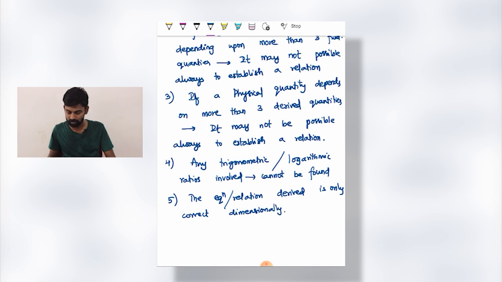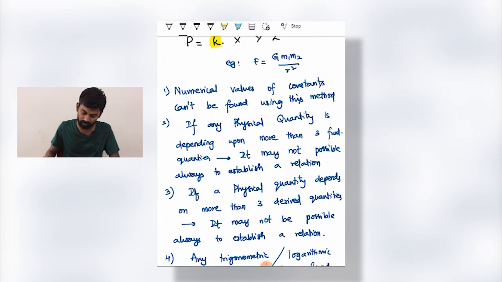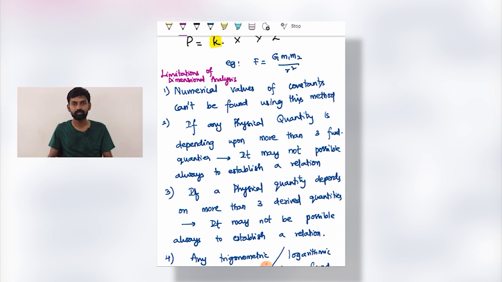So these 5 points are limitations of units and dimensions, or limitations of using dimensions to establish relations, or limitations of dimensional analysis. See, so I am also writing the heading here in the beginning: limitations of dimensional analysis. Okay, so we end here with the part 1 of our this current chapter, units and dimensions.